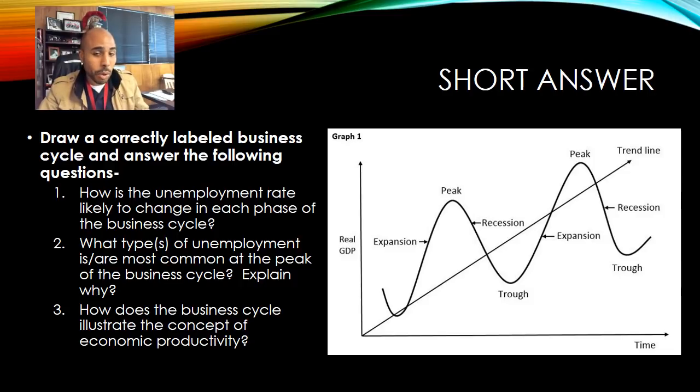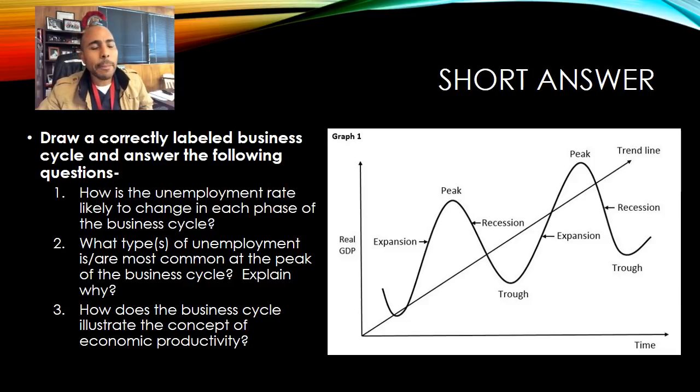What happens to the unemployment rate when the economy reaches its peak? What happens when we go into a recession or a contraction? And then what happens when we hit the trough? All you got to do is tell me whether unemployment is going up, going down, or staying the same. I think it's pretty simple. Go back, watch this video again, you'll see the answer.